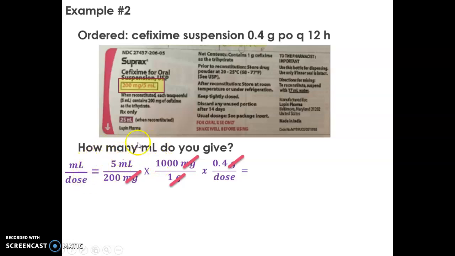Now we can multiply. 5 times 1,000 times 0.4 is 2,000. 200 times 1 is 200. And divide those, and we should be getting 10 milliliter per dose. Okay. I want to go a little bit further with these and ask you some more questions about this stuff. Let me find my questions. Okay, so yes, we're going to give 10 milliliters per dose. So every time you walk into that patient's room to give this medication, you give 10 milliliters at a time.